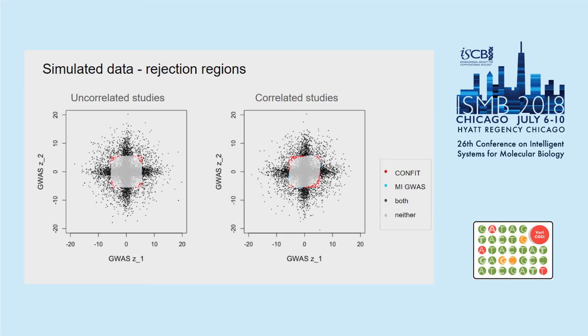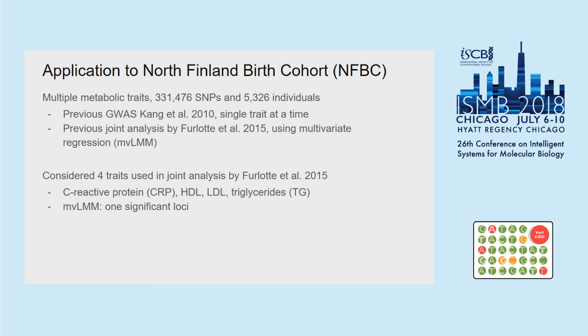You can see that a lot of these SNPs found only by CONFIT are in the corners, where there is some GWAS signal at each SNP, but each trait by itself is not significant enough to meet the GWAS threshold. This matches our intuition for how CONFIT should be working. If we see signal in multiple traits, we can combine that information and find the association.